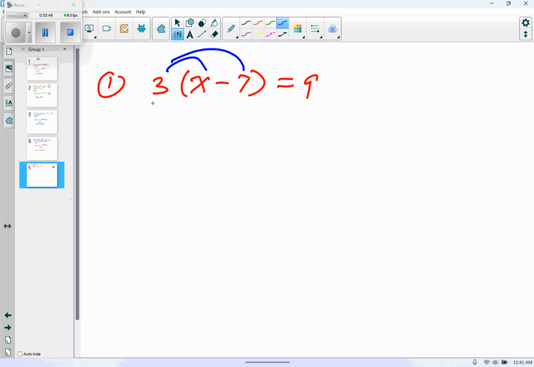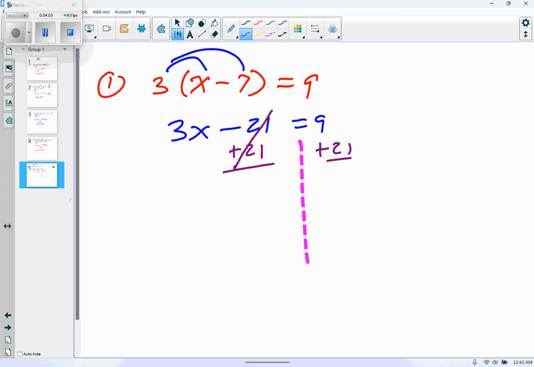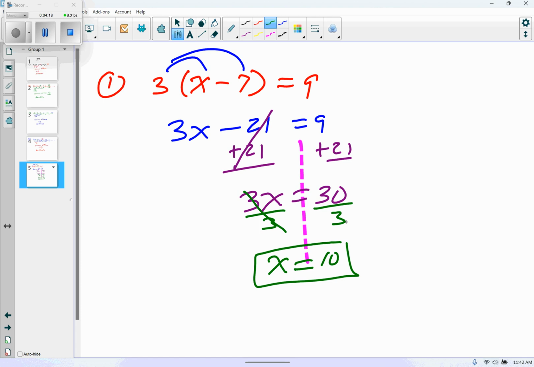So we're going to distribute. So 3 times x is 3x. 3 times negative 7 is negative 21. It's equal to 9. So what I want to do to both sides is I want to get x by itself. So I have a minus 21, so I'm going to add 21 to both sides first. Those cancel each other out. That leaves me 3x equals 30. Then, because 3 and x are being multiplied together, I'm going to divide each side by 3. Reduce where you can. 30 over 3 comes out to 10. So there's our answer.